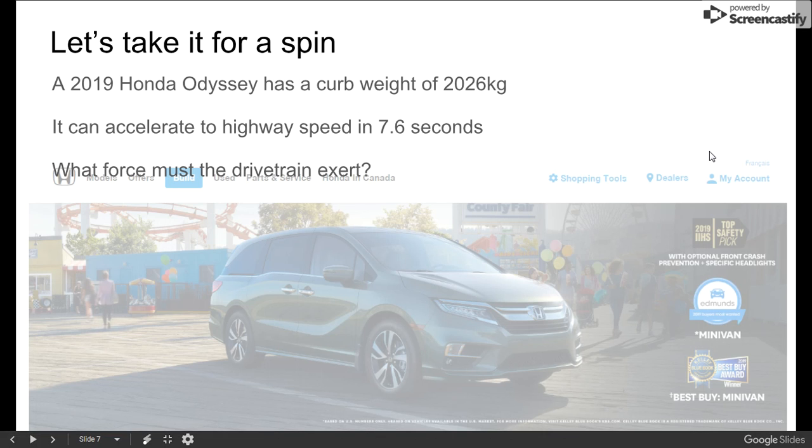So let's just take a quick use of this equation. A 2019 Honda Odyssey has a curb weight of 2,026 kilograms. It can accelerate to highway speed in 7.6 seconds. What force must the drivetrain exert to do this?